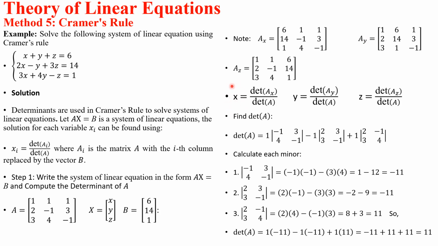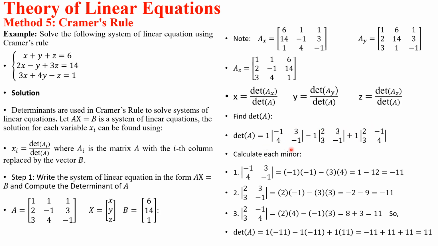Now, Cramer's rule states that the solution to variable X will be equal to the determinant of AX over the determinant of A. The solution to variable Y will be the determinant of AY over the determinant of A. And the solution to variable Z will be the determinant of AZ over the determinant of A. So the first step is to write the system of linear equations in this form and compute the determinant. Let's go ahead and compute the determinant of A.